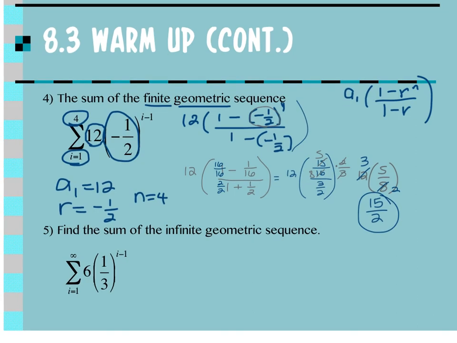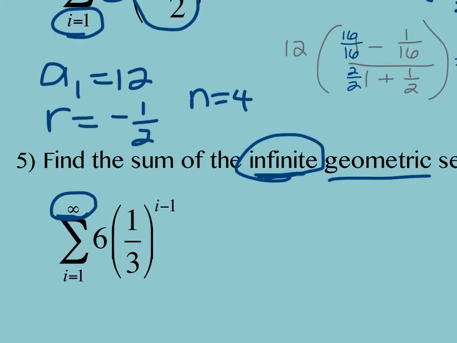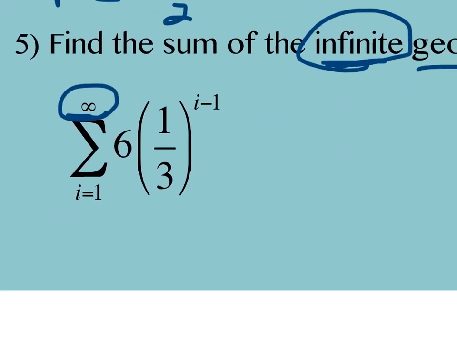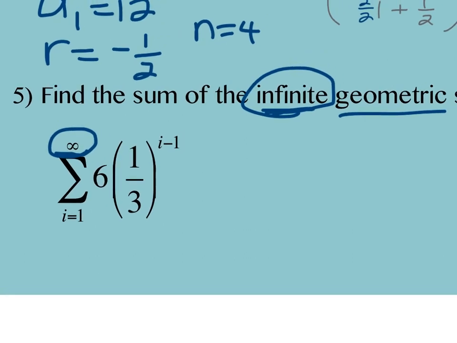All right, number 5 says find the sum of the infinite geometric sequence. So it says it in the title, but also when you look at your summation, you should see that there's an infinity symbol at the top. And this is geometric. The first thing you have to do is ask, can you even do it to start with? So you have to look at that R, this time it's 1/3, and the absolute value of that, which is still 1/3, has to be less than 1. This does meet that criteria, so I know I can find the infinite sum.